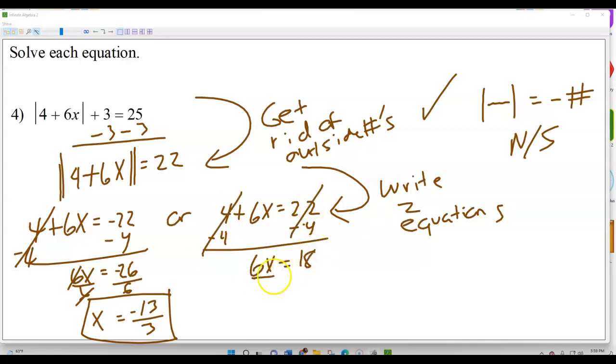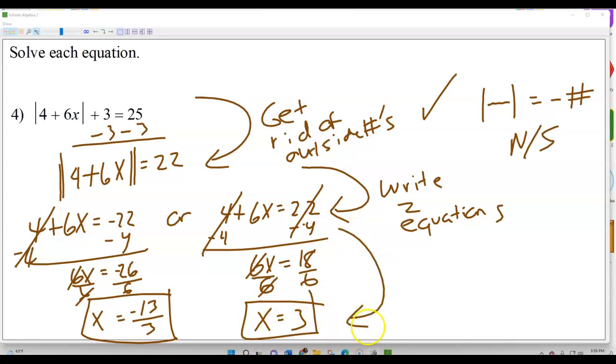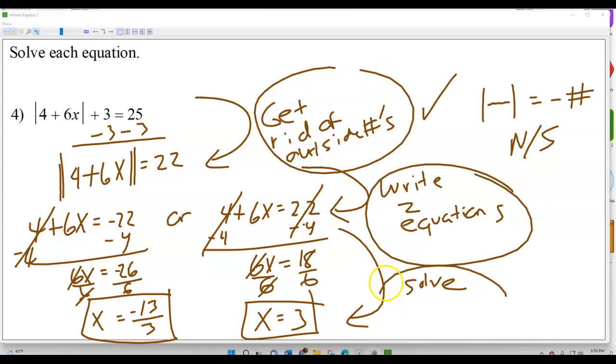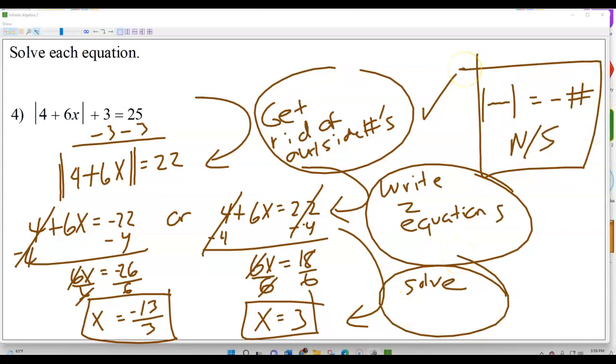Get 18 here. Divide by 6. And I get x equals 3. So there's my two answers. Very often, absolute value equations will give you two answers. And so you have 3 steps. You have get rid of the outside numbers. You have write 2 equations, and then you have solve. But beware, if you ever have an absolute value equal to a negative, then there's no solution. But that only applies after you get rid of the outside numbers.